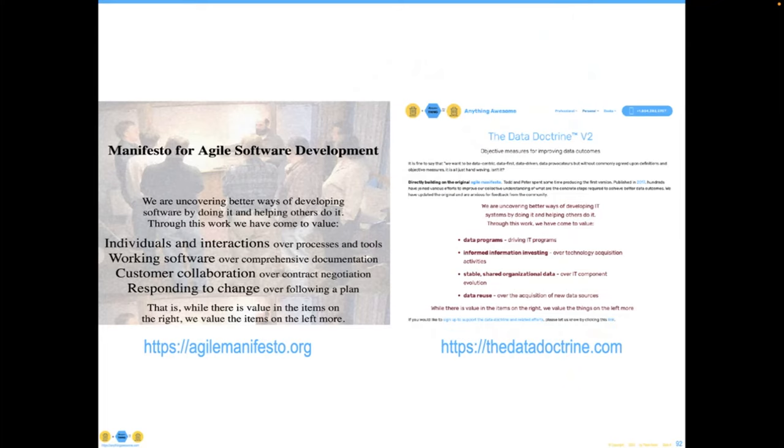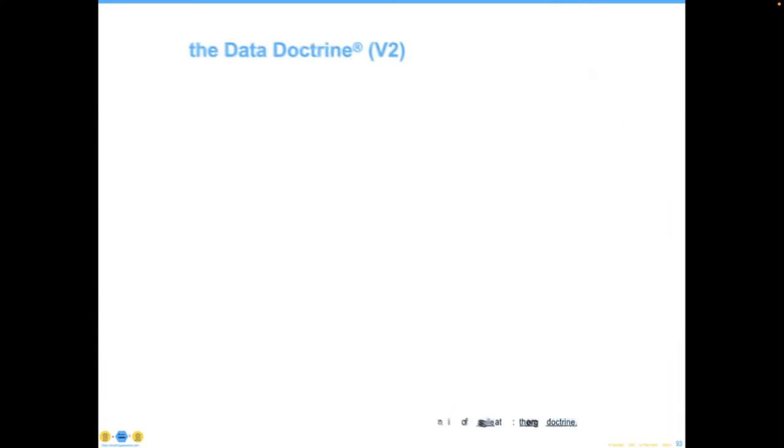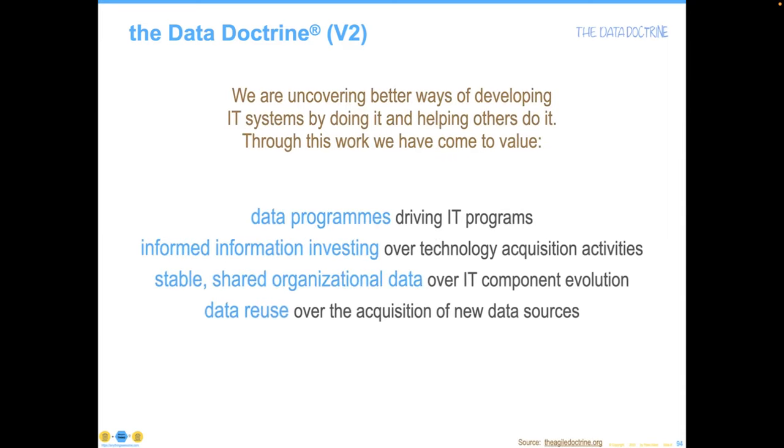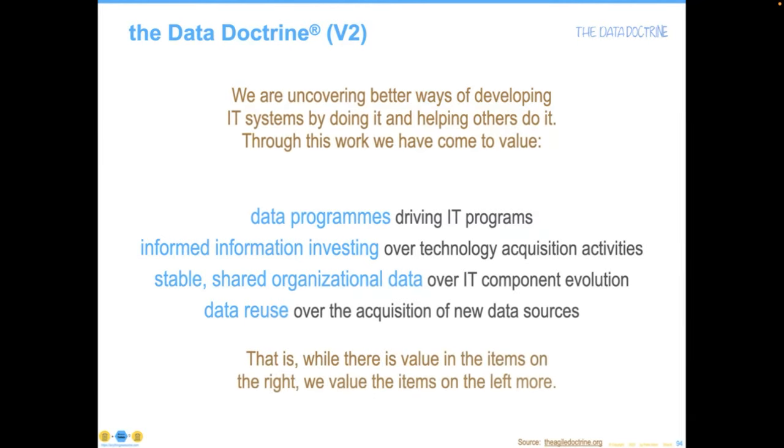So I thought maybe we could do something similar here and look at something I'm calling the data doctrine here. And it starts out exactly the same way that the other one does. We're uncovering better ways of developing IT systems by doing it and by helping others do it. Through this work, we have come to value, and again, you'll notice there are 4 things down below, and just like the Agile Manifesto, absolutely, while there is value to the items on the right, we value the items on the left more. And I think that's an important component. Let's walk through each of the 4 of these things.